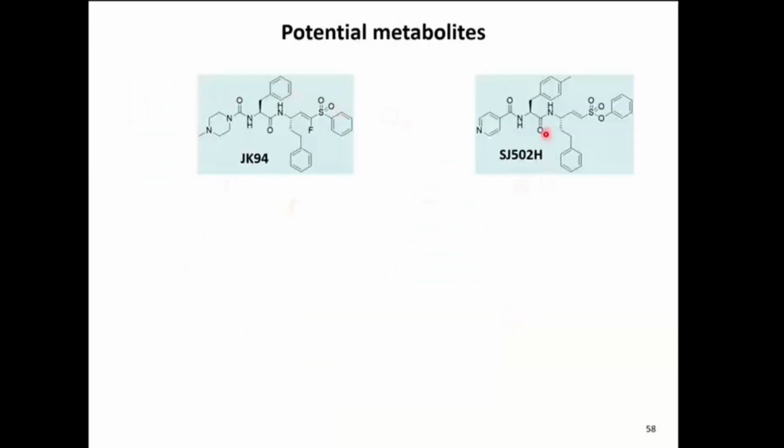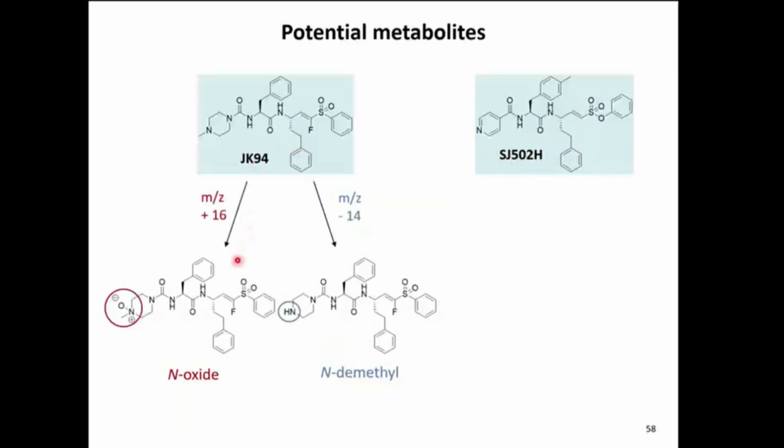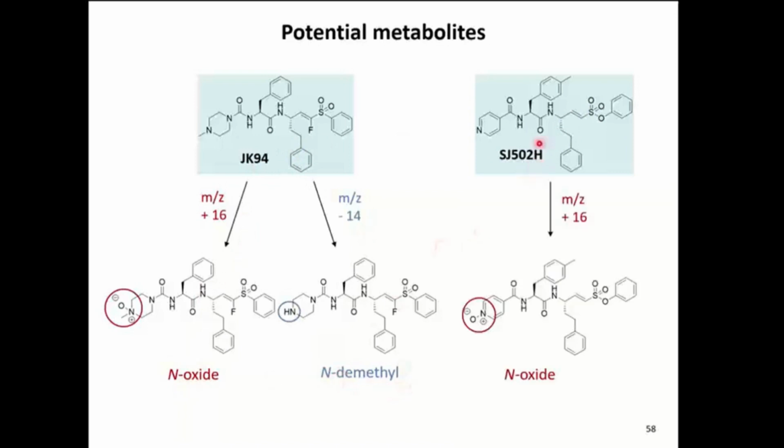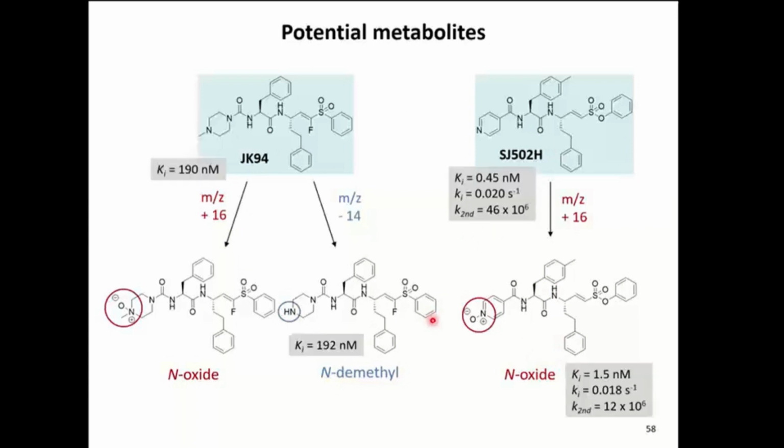Here you can see 2 of the compounds that we tested. So on the left side is the fluorinated K11 again, and on the right side an irreversible vinylsulfonate, the SJ502H. And we can see that we have for JK94 2 metabolites, the N-oxide and the N-demethylated compound, and for SJ502H we only have the N-oxide. We synthesized those and then compared their mass spectra and HPLC traces, and then also tested them in our fluorometric enzyme assay. And we found out that we have similar Ki values for the compounds compared to their parent drugs, so similar inhibitory activity.